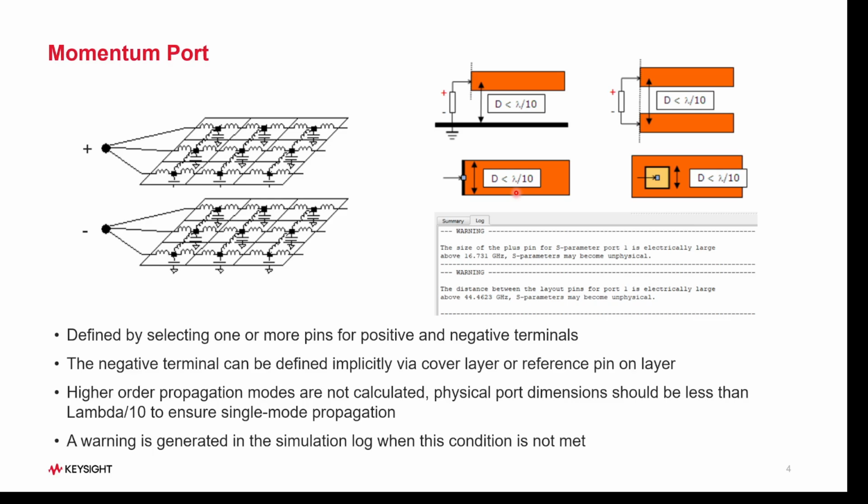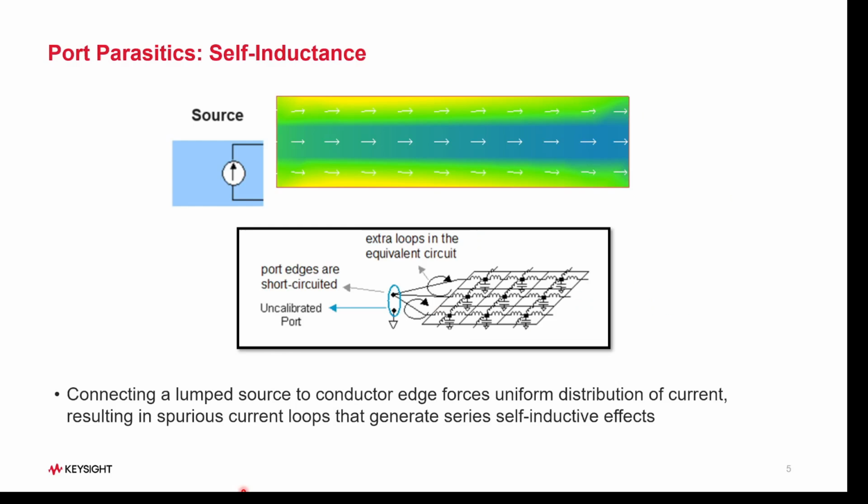If that constraint is not met, then warnings of this type are output in the simulation log, and I really encourage you to pay attention, because every time these constraints are violated, then as you can read here, S parameters may become non-physical. In general, the results you get from the EM simulation beyond a certain frequency, which is indicated here, are not reliable.